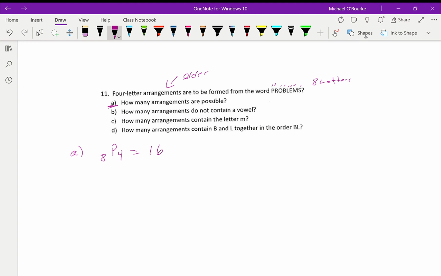8P4 is going to be 1640. So now, of our 8 letters, we have 2 vowels. So we have 2 vowels and 6 consonants. Okay. So now, if we think about B here, how many arrangements do not contain any vowels? So if I think about it, I have 6 consonants. Let me erase this.